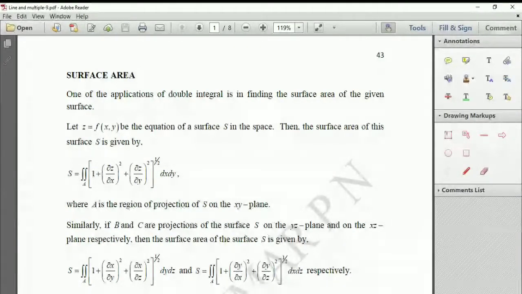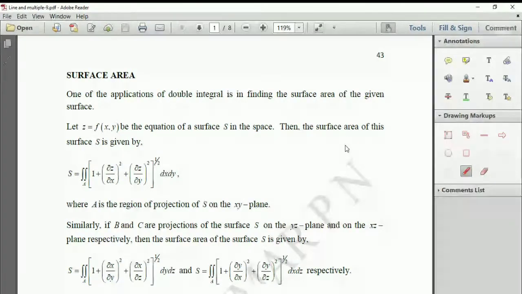Hello everyone. In today's class, we're going to discuss finding the surface area using double integral. Finding the surface area of the given surface using double integral. Suppose you have a function, let us consider z, which is a function of x and y.